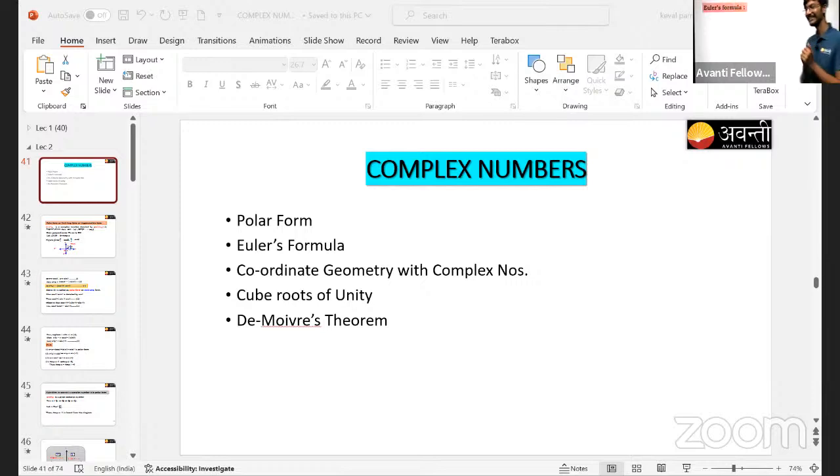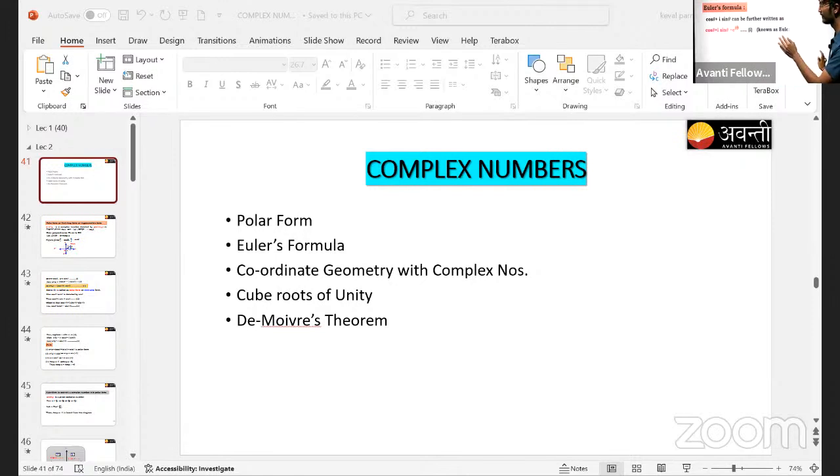Next is Euler's formula. I hope you know Euler's formula. He gave another form of polar form, which is the exponential form or Euler's form. He said that cos theta plus i sin theta can be written as e raised to i theta. We'll be using it many times here, and with the help of Euler's formula, we'll also be able to prove further results. We'll see in the next slide.